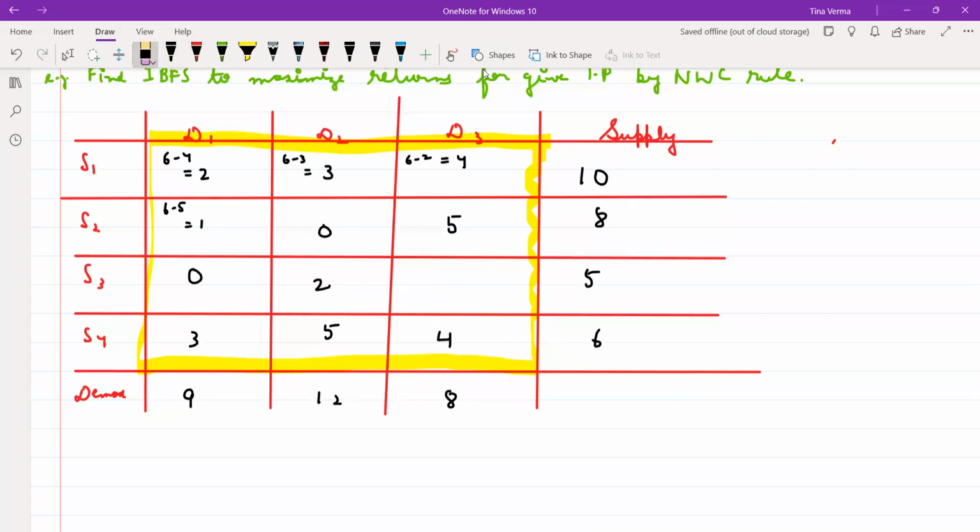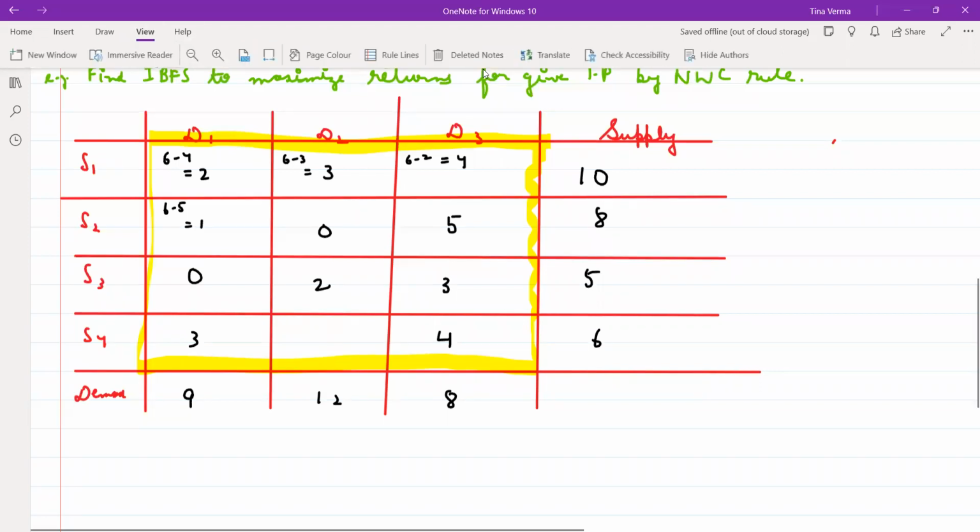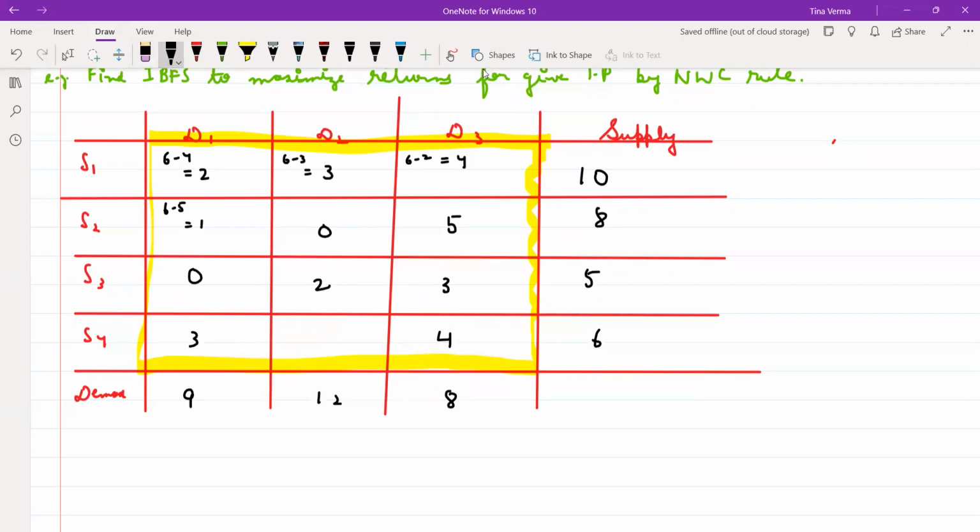And 6 minus 3, that will be your 3. 6 minus 3, that will be your 3. 6 minus 5, that will be 1. 6 minus 4, that will be your 2. Right? So in this way, you will convert your maximizing problem into your minimizing one. Is it clear? Either you can multiply every cost by negative sign, or you can do this process. It will not affect the question, right?